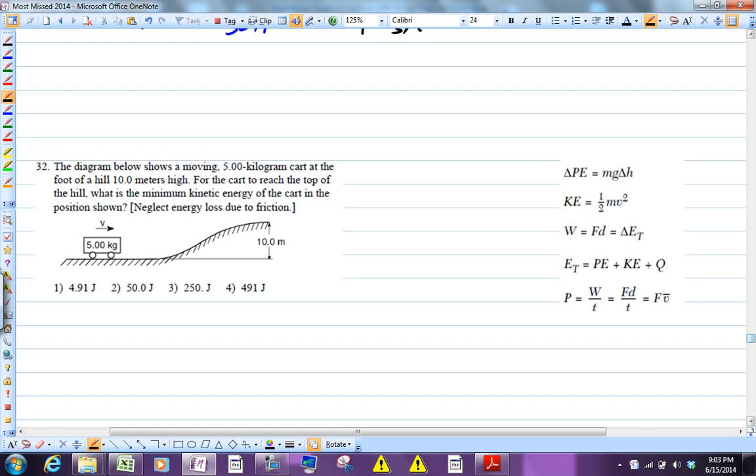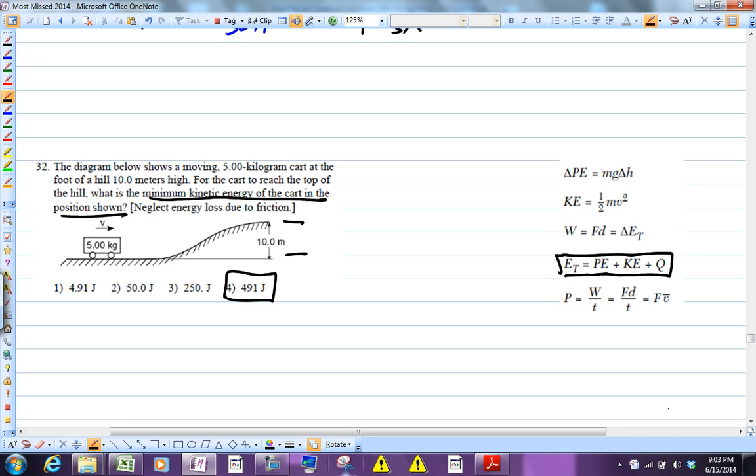Question 32. The answer is 4. This is another energy question. The minimum kinetic energy of the cart. It needs to have at least as much kinetic energy before as you have potential energy afterwards, because the total energy is potential plus kinetic. In the beginning, it's all kinetic, and at the top, it's all potential. So we need to figure out how much potential energy it would have at the top, and then that'll be the same as the amount of kinetic. So the potential energy equals mgh. It's going to be 5 kilograms, 9.81 meters per second squared, 10 meters, and that is going to give you your answer there.